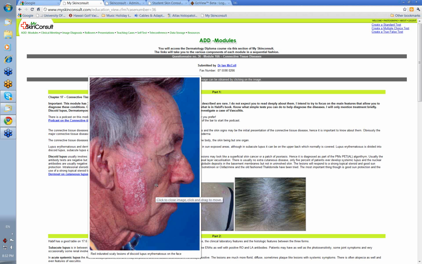If you look at the scale, sometimes you'll see a carpet tack scale. That's where little portions of the scale go down the hair follicles, because you get follicular plugging in discoid lupus. And so when you lift the scale up, you may see these little plugs of keratin going down into the follicles.